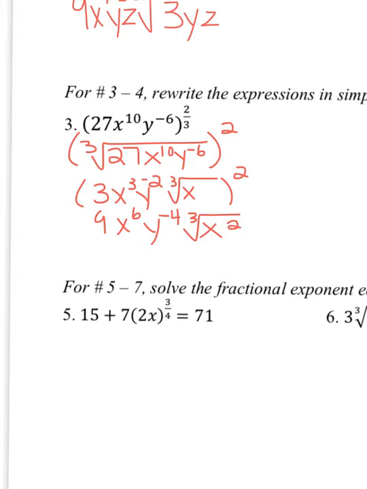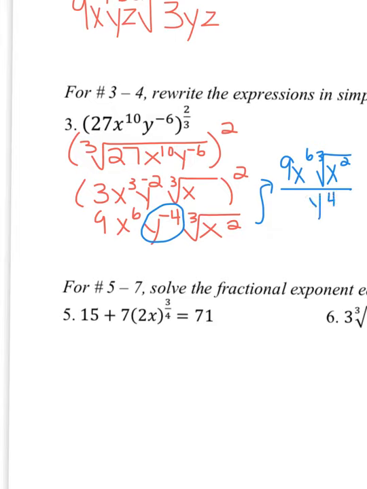So now the only thing left to do, because this radical here you cannot clean up at all. The cube root of x squared, you can't do anything with it. So now I have to see about this negative exponent right here. So all I'm going to do now is move this negative exponent to the denominator. So my final answer, I'll put over here, is 9x to the 6th cube root of x squared divided by y to the 4th. Okay.